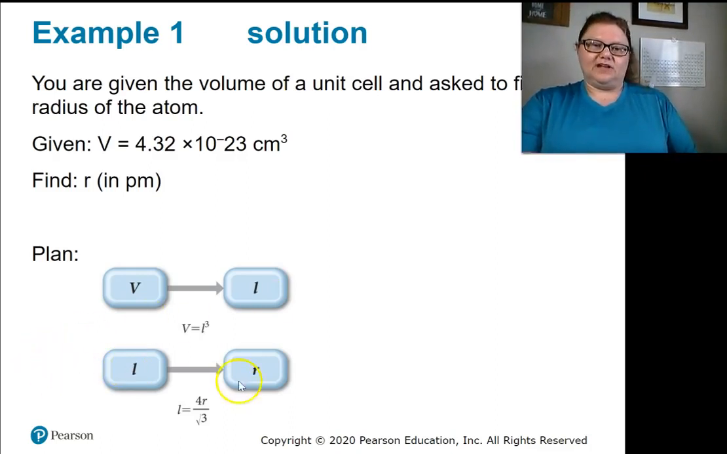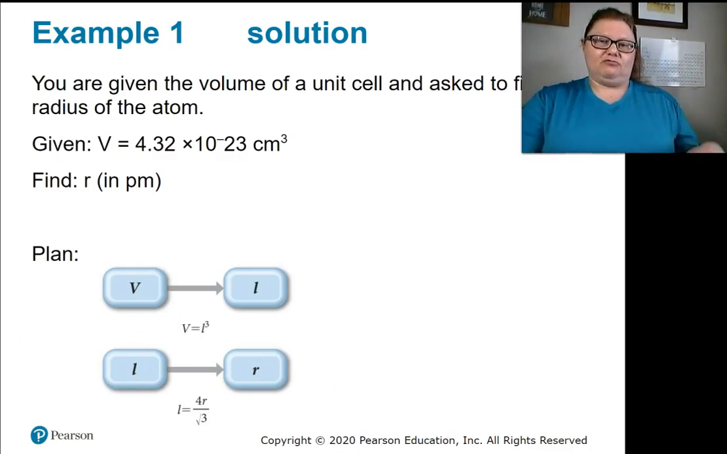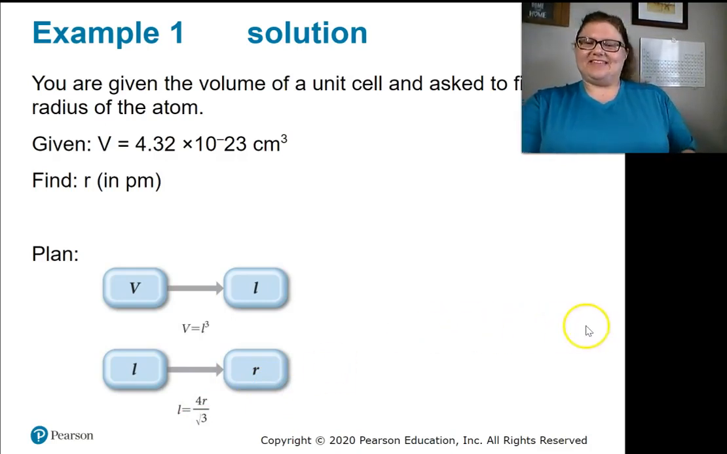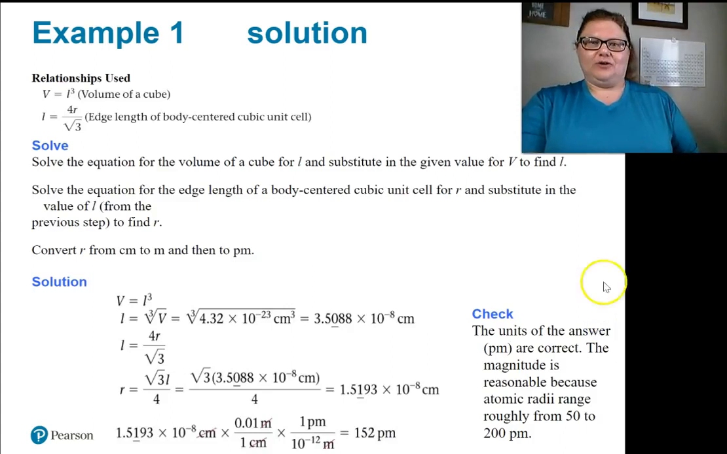And then we're going to go from the length to the radius by using the relationship for this particular unit cell. And so we were told this was a body-centered. And so you'll recall from that slide of body-centered that the radius is given as this relationship here to the length. So 4 times the radius divided by the square root of 3. So it looks messy, but we'll just plug in numbers and follow it through. So here's what we end up doing.